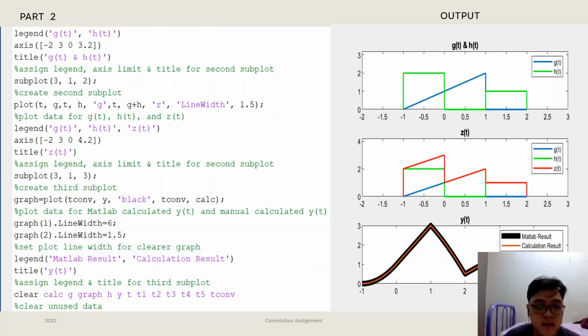So next, we assign legend, axis limit and title for the first subplot. Then we create the second subplot. We plot the data for g(t), h(t) and z(t), and then we assign the legend, axis limit and title for the second subplot.